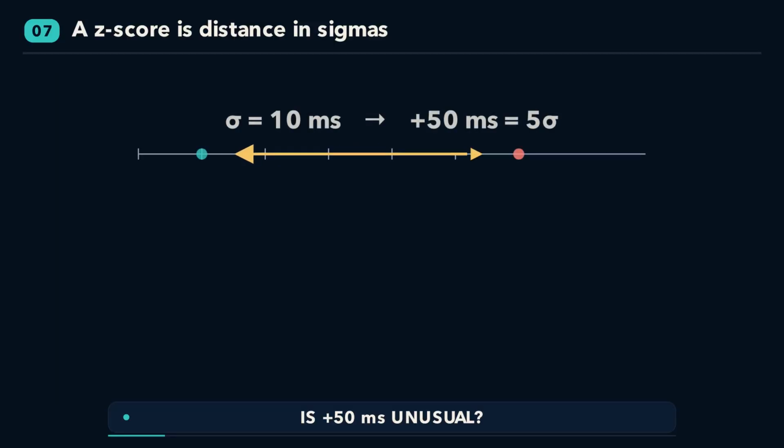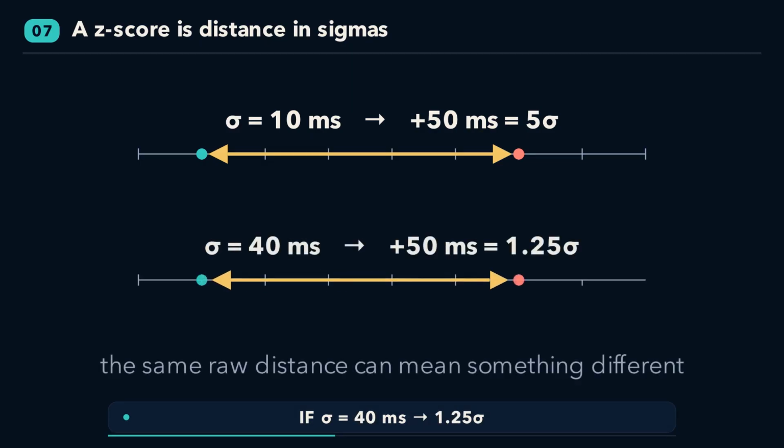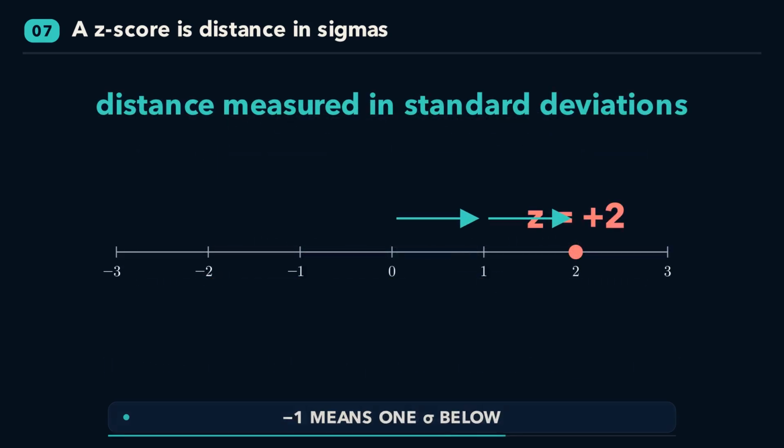Suppose one reaction time is 50 milliseconds above the mean. Is that unusual? The raw distance alone cannot tell us. 50 is large when sigma is 10, but modest when sigma is 40. A z-score fixes this by measuring distance in standard deviations. Subtract the mean, then divide by sigma. If the result is +2, the value lies 2 sigmas above the mean.